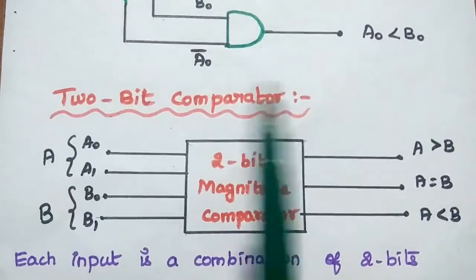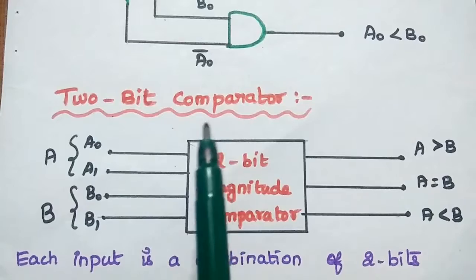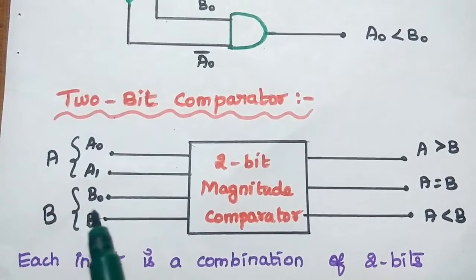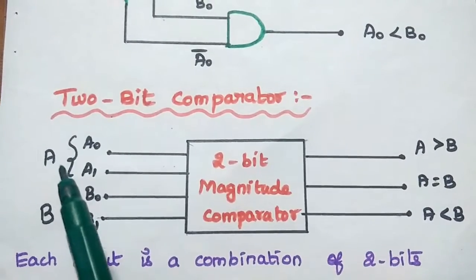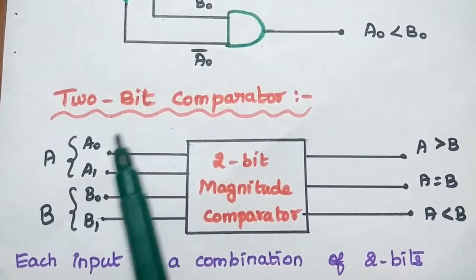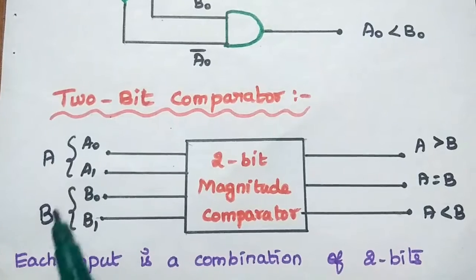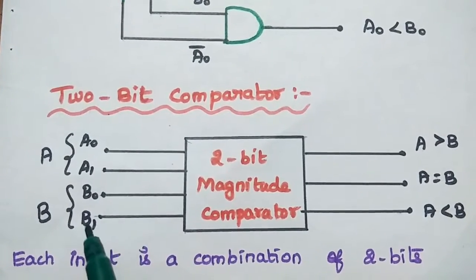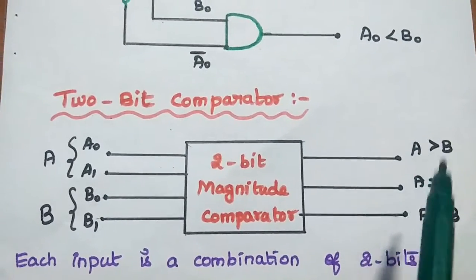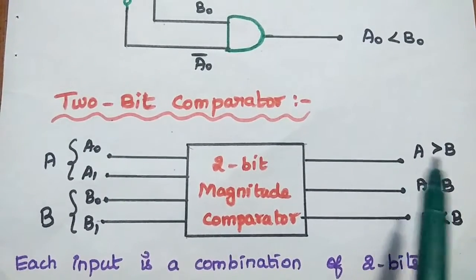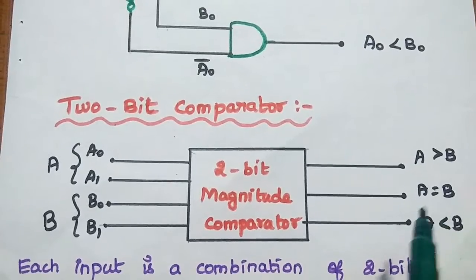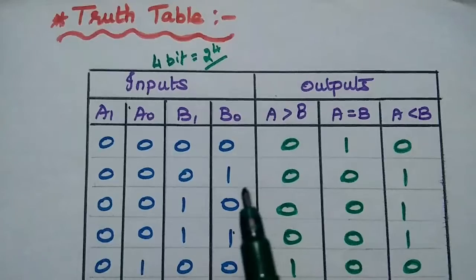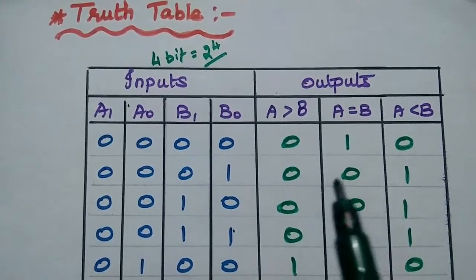Next, the 2-bit comparator. Here we are going to compare two inputs A and B. Each input is a combination of 2 bits. A is a 2-bit binary number that is represented as A0, A1. B is another 2-bit number, B0 and B1. So there are three possible outcomes: A is less than B, A is equal to B, A is greater than B.